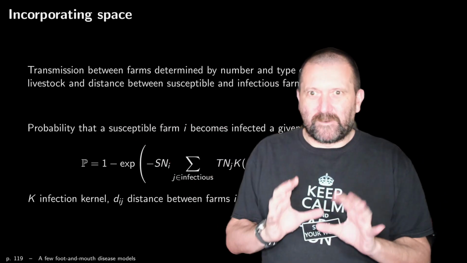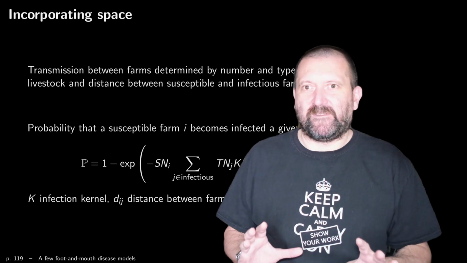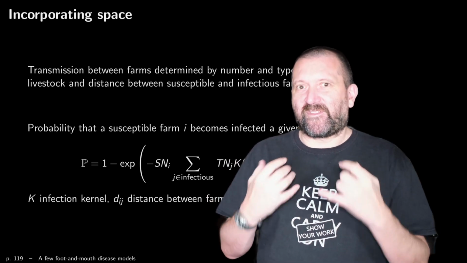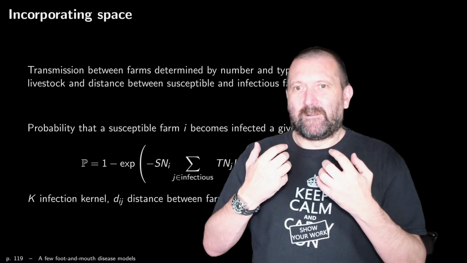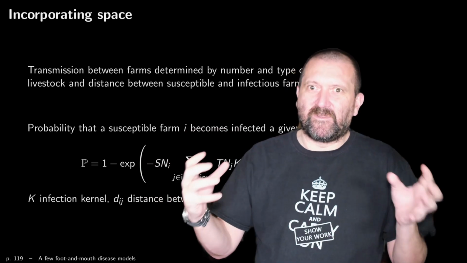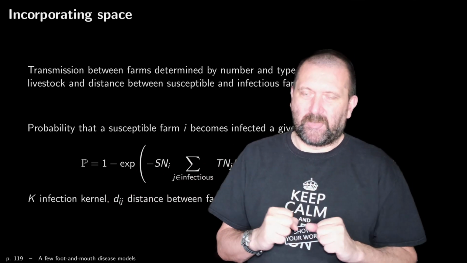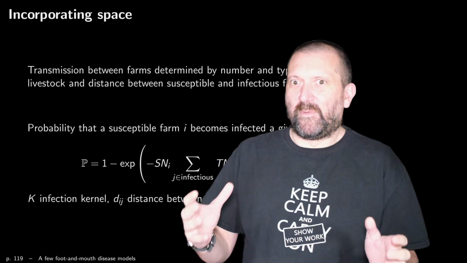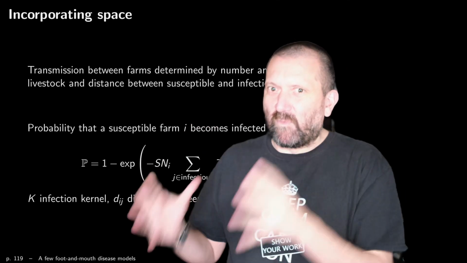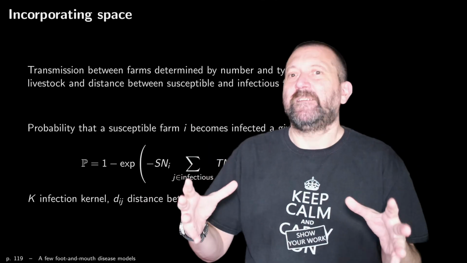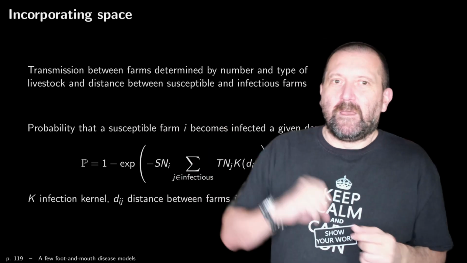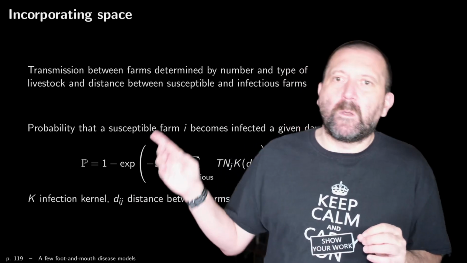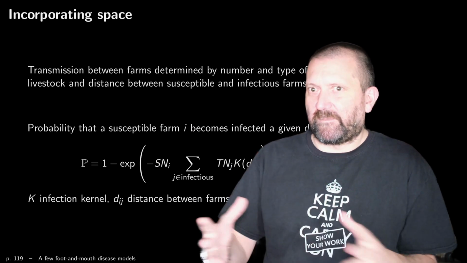So what they're doing, and as I said, the models are space implicit in the sense that there's no movement of individuals. There's just an assumption that places that are located at a certain distance have an influence on one another. Space is explicit in the sense that we're looking at distances, but it is implicit in the sense that there is no movement per se, just a remote influence. So here, what they do is they look at transmission between farms, and they say that this transmission is determined by the number and type of livestock and the distance between susceptible and infectious farm.